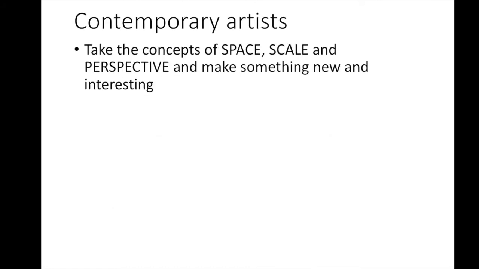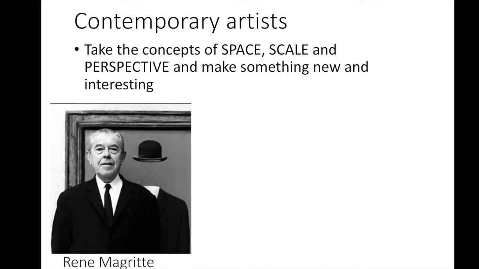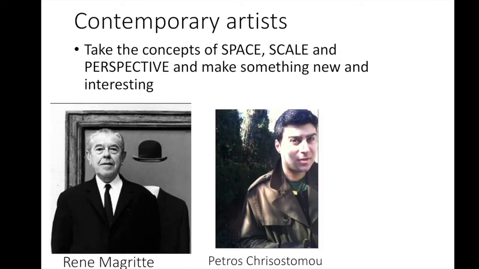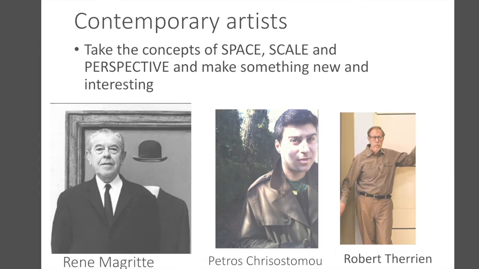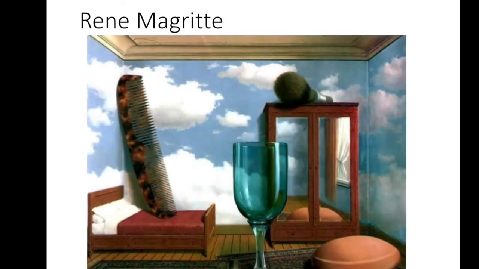Let's look at some contemporary artists that work with space, scale, and perspective, and hopefully they will inspire us when we come up with our summative plan. We're going to look at René Magritte, we're going to look at Petros Christomo, and we're going to look at Robert Tiernan. Here's a painting by René Magritte, and you can see he's doing a room in one-point perspective, but he's really playing with scale.